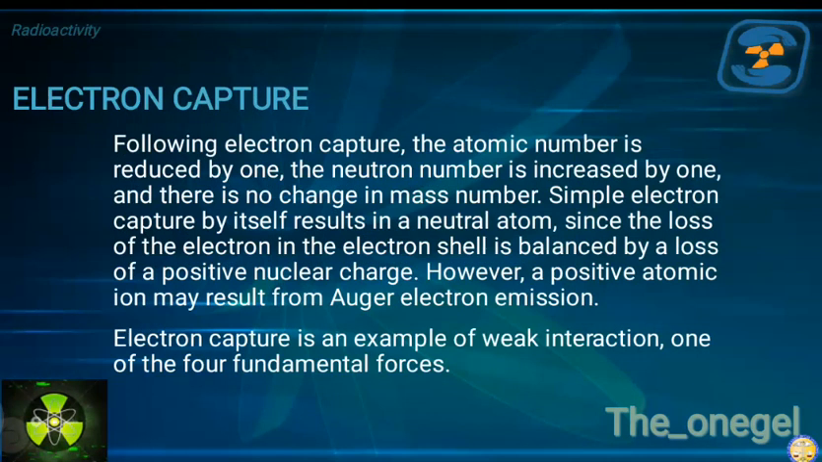Diba? The atomic number is reduced by 1, but the atomic mass number is unchanged. So, simple electron capture by itself results in a neutral atom since the loss of the electron in the electron shell is balanced by a loss of positive nuclear charge. However, a positive atomic ion may result from Auger-electron interaction or emission.